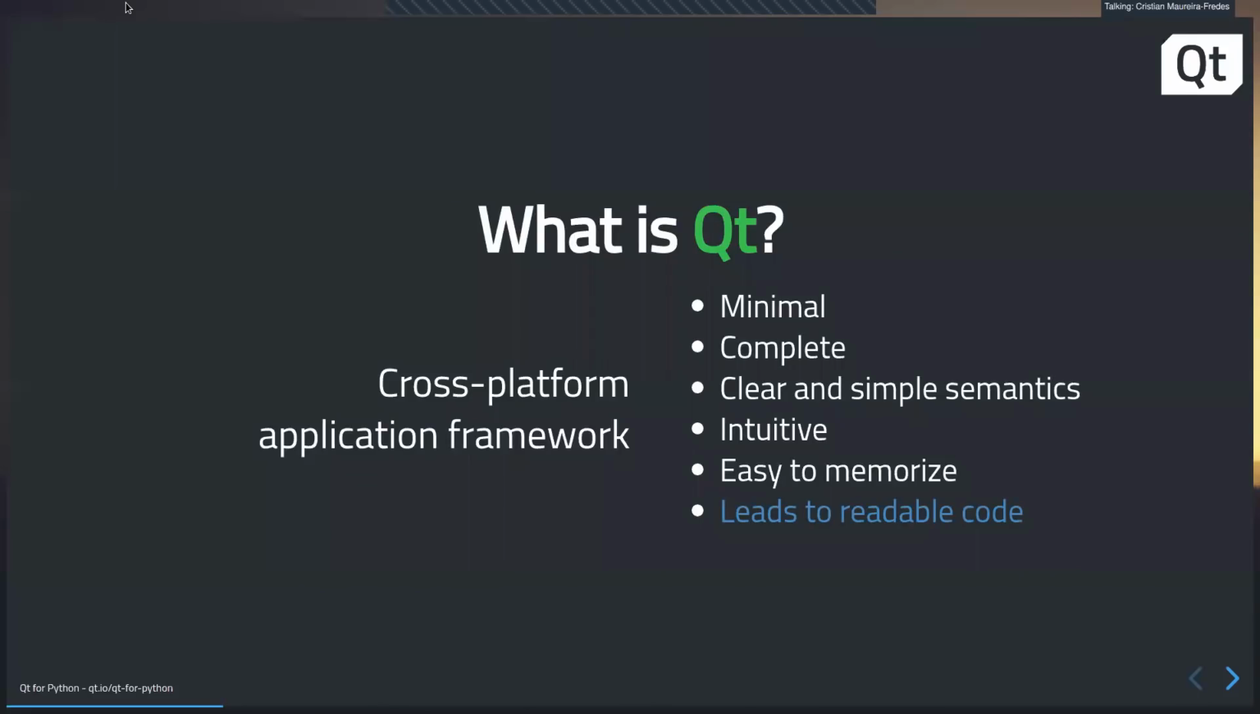And on the same idea, if we take a look, for example, at the principles that the Qt API was designed for, we find that besides a minimal, complete, and intuitive API, it also tries to lead to readable code. This means that if you have, for example, a window and you want to set the title, the method to access the functionality will be quite easy to understand. It will be something like setWindowTitle, which is quite nice if you are new to a framework, to understand what is happening under the hood.